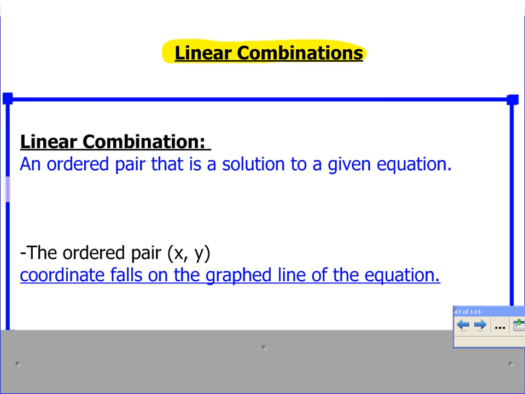If you have a coordinate and it's a solution, it falls on the graph line of the equation. So if I had y equals 2x plus 2, and I had this graph, and I know a solution is 0, 2, that point should be on this graph. If I know a solution is 2, 6, that point will be on the line. So any point on the line is a solution. A line is a graph of the solutions.